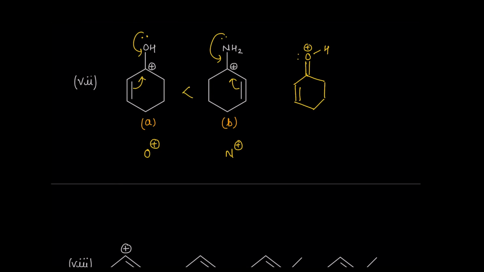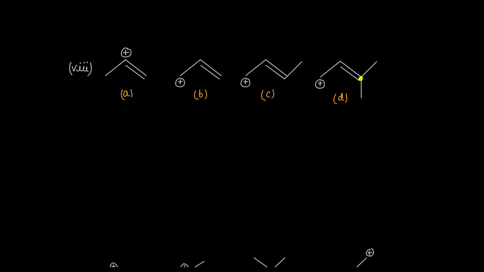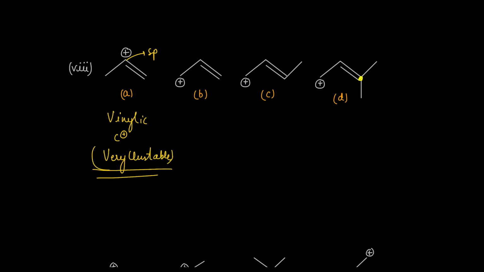Fine. Next, in question number 8, we have a mix of allylic and vinylic, and allylic also like different degrees, primary, secondary, and tertiary. So first one, we are given vinylic carbocation. It is very unstable just because the carbocation is present on an sp carbon. This is an sp carbon, so it is very unstable. Fine. If we compare B, C, and D, we can see that all of them are allylic.